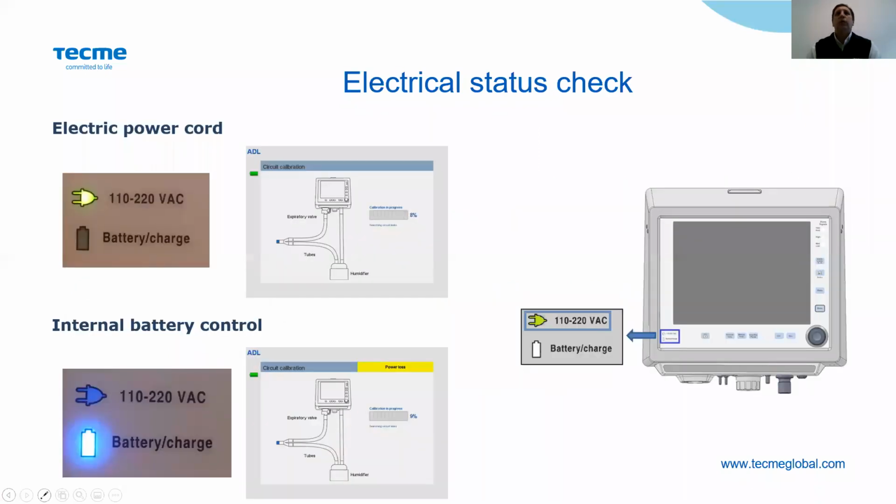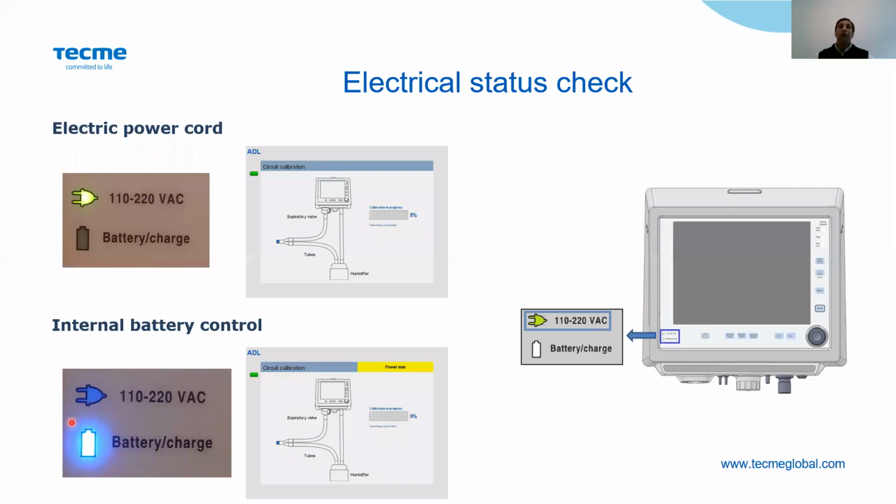Then we will check the power supply. In the front of the panel, you will find two LED indicators. One is going to indicate whether there is a main power supply or not. If there is no power supply, this green LED is going to be turned off. And if the machine is working on battery, it's going to turn off the main power supply indicator and turn on the battery indicator.